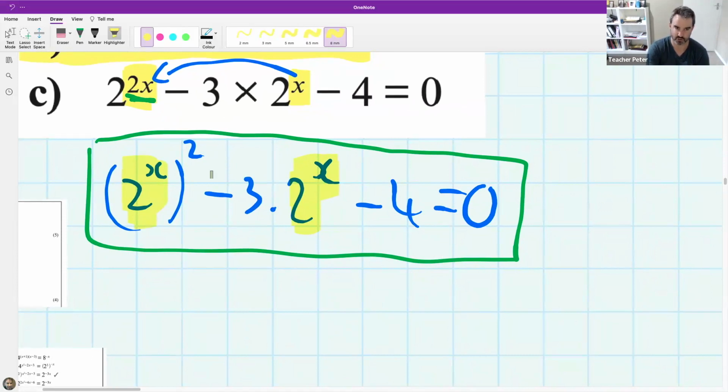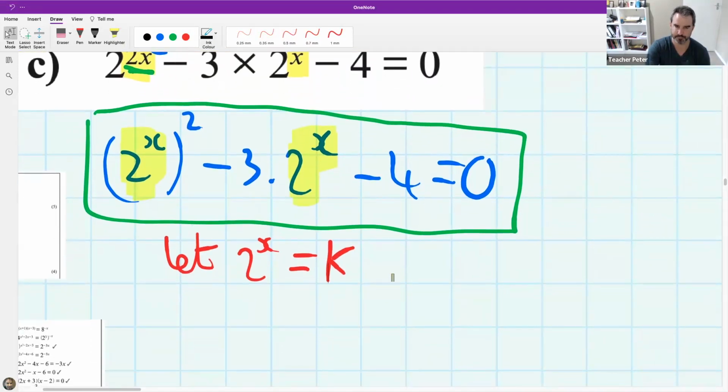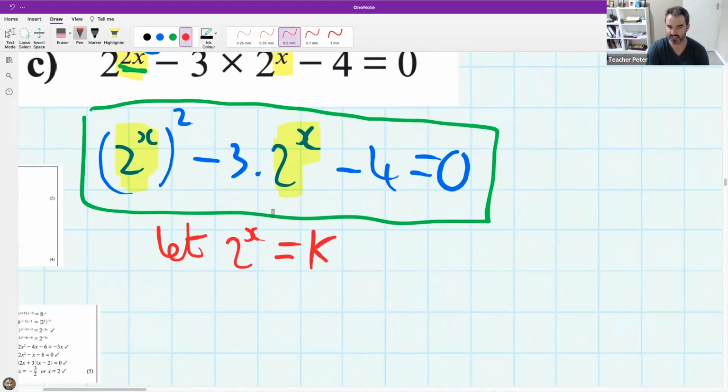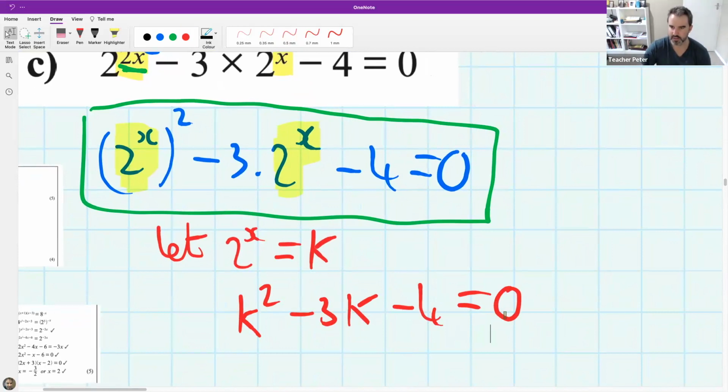Okay, here is the magic trick. You've recognized it's one of the funky questions where there's a double power, and you've split it up like this, and you say, let 2 to the x equal k. Now, if 2 to the power of x is k, then k squared minus 3k minus 4 equals 0. Take a moment to look at that and think about it. Tell me if you agree or disagree that if I let 2 to the x equal k, k squared minus 3k minus 4 must be equal to 0.